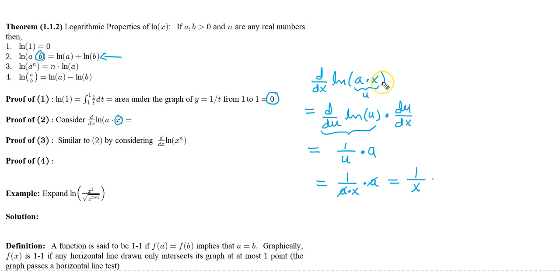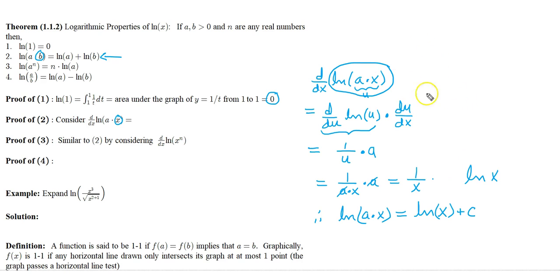So what we've determined now is that this function, the ln of a times x, is an antiderivative for 1 over x. However, we also know that just the ln of x is an antiderivative for this. And so what we have then is that this must hold. Just to say that in a slightly different way, what we've shown here is that the derivative of both of these functions is equal to 1 over x.